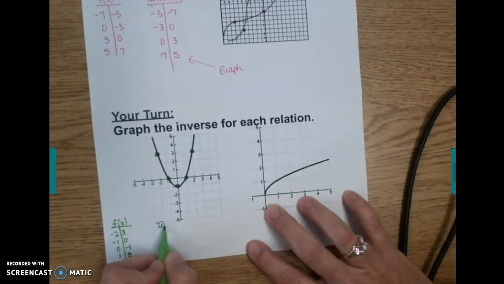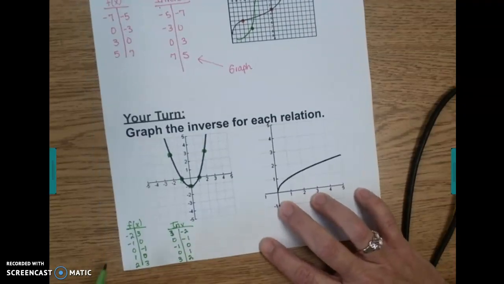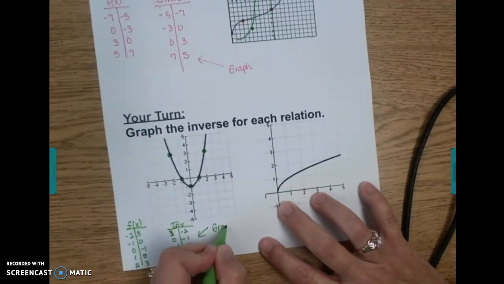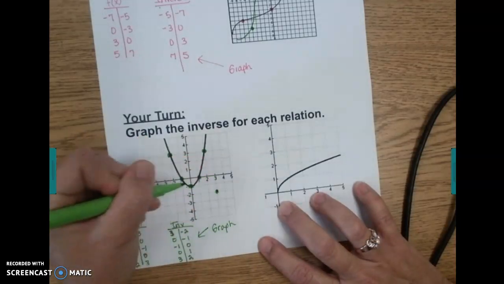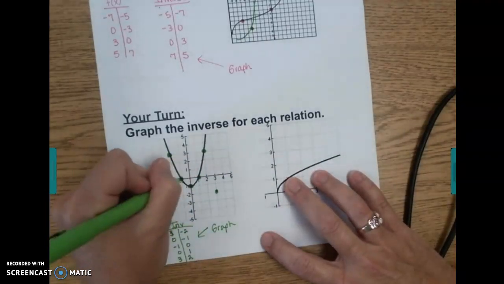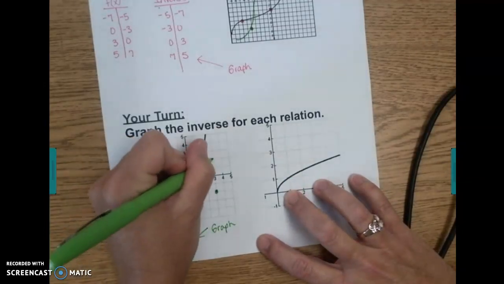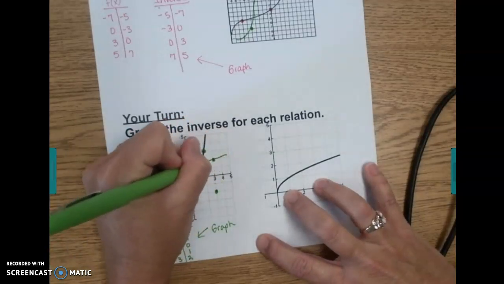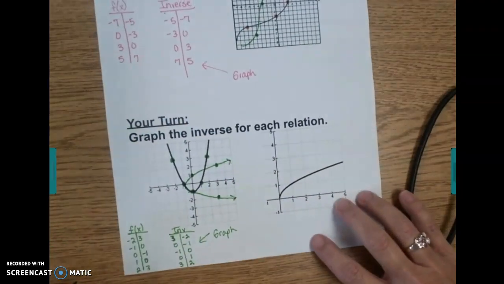So then my inverse is going to be 3, -2, 0, -1, -1, 0, 0, 1, 3, 2. So we're going to graph these coordinates. So 3, -2, 0, -1, -1, 0, 0, 1, and then 3, 2. So this time, that's what the graph of the inverse looks like.